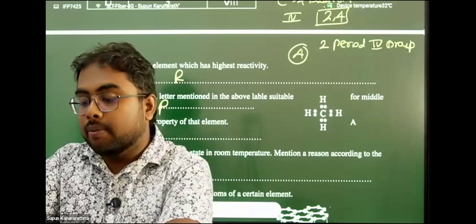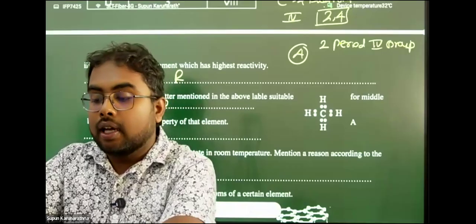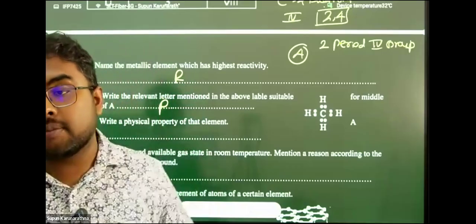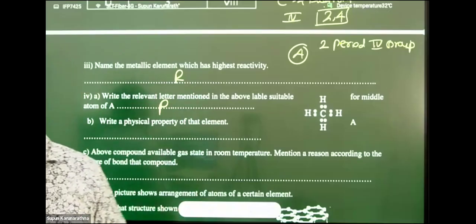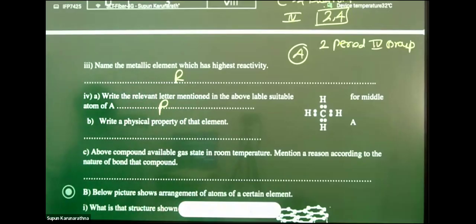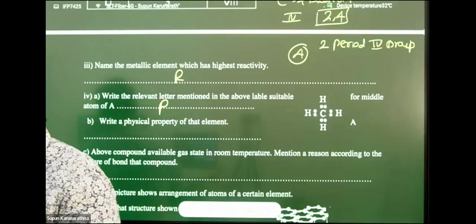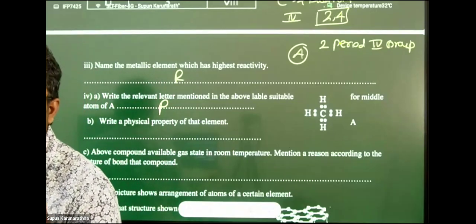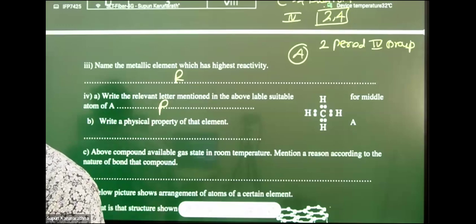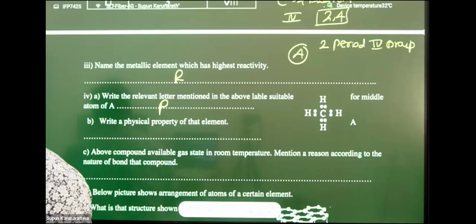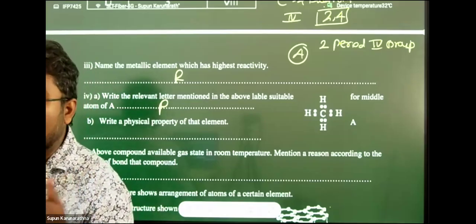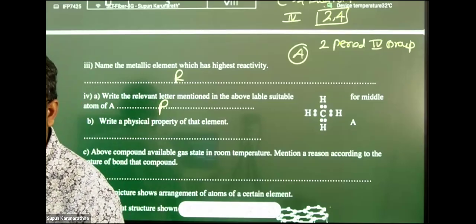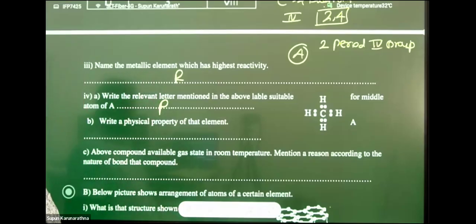It forms covalent bonds with a low molecular mass. Likewise, we can write many things. Since it's asking about the physical properties, you want to write the physical properties of non-metals. What are they? They cannot conduct electricity. Density is relatively low. At room temperature it exists as a solid. Likewise, you can write answers when asked about the physical properties.